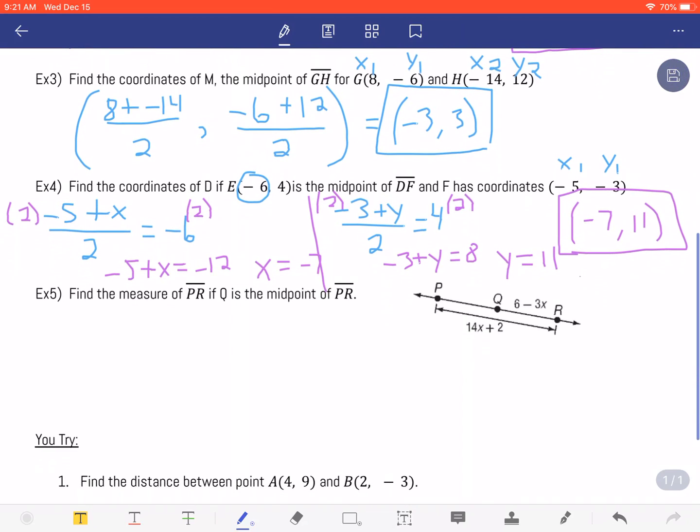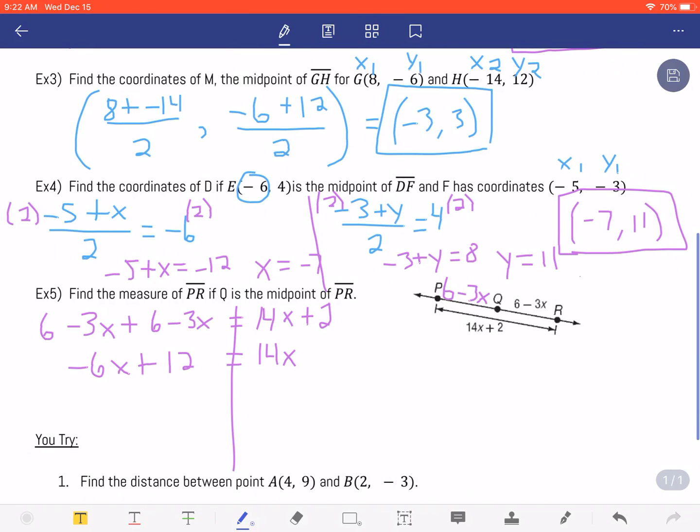Okay, and the last one says find the measure of PR if Q is the midpoint of PR. So if Q is in the middle and this QR is 6 minus 3x, that means this is also 6 minus 3x. So I'm going to set up an equation. 6 minus 3x plus another 6 minus 3x has to be equal to the whole thing. Piece plus the piece equals the whole. So combine like terms, I get negative 6x plus 12 equals 14x plus 2.